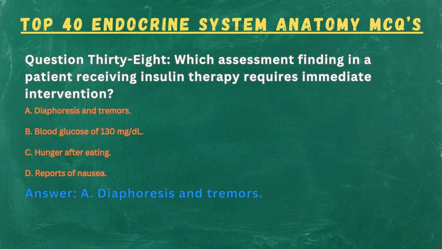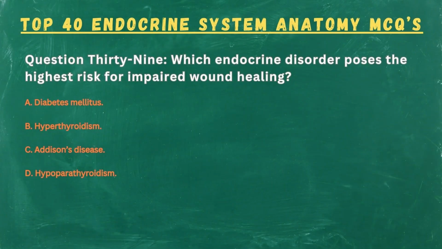Answer: A. Diaphoresis and tremors. Question 39. Which endocrine disorder poses the highest risk for impaired wound healing? A. Diabetes mellitus. B. Hyperthyroidism. C. Addison's disease. D. Hypoparathyroidism. Answer: A. Diabetes mellitus. Question 40.